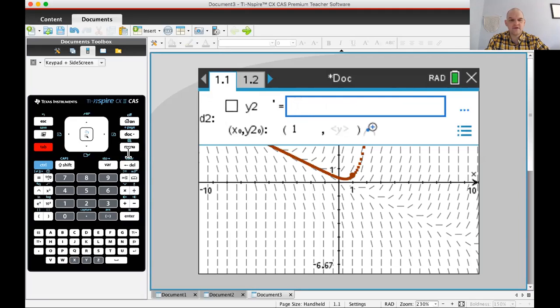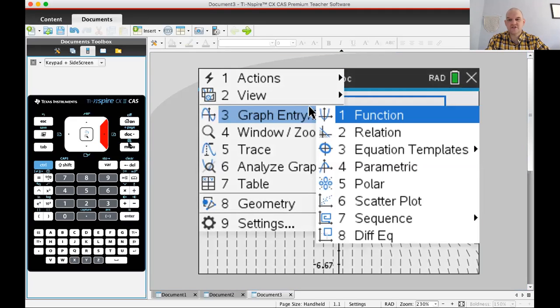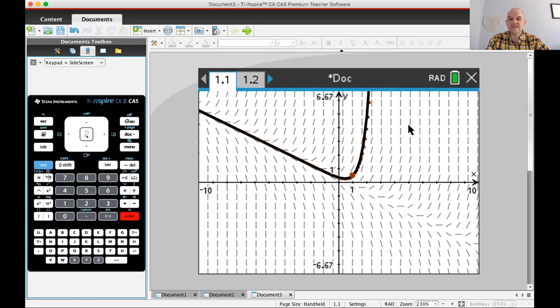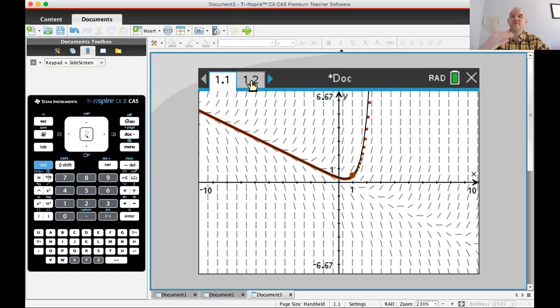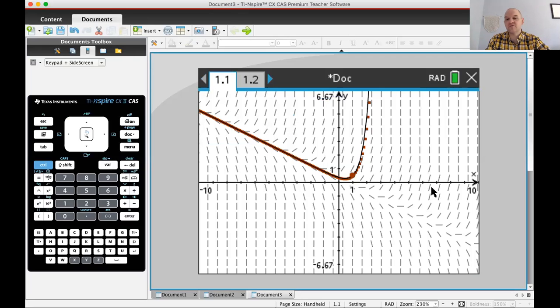Press menu. Go to option 3, change it back to function. And since I stored it, I'm going to press enter. This is the actual solution. So if you've never used differential equation solver, it's awesome. You should definitely learn how to use it. I have another video on how to use it. You should probably watch that for more information. But I've used it, I stored it, and now we're graphing a slope field and a particular solution. That's a pretty cool thing to do.